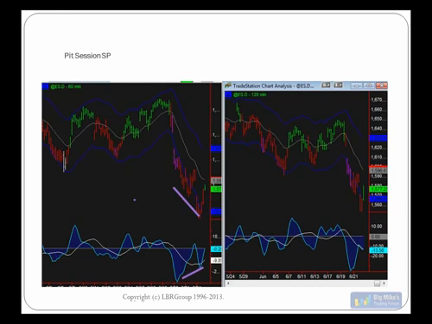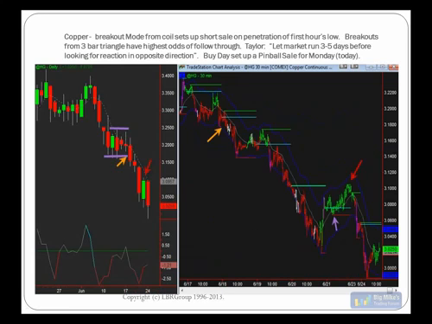You can overlay a 2-period rate of change on a daily chart with 240-minute intraday data, and you'll see the swings are almost identical. So I'll show you a little case here. I wanted to show the copper market because recently you could see that it had Taylor's break from that range in which he says let it run 3 to 5 days before looking for the buy day.